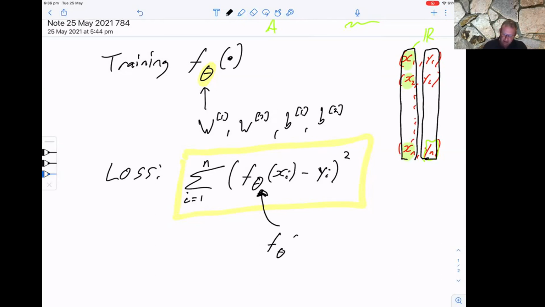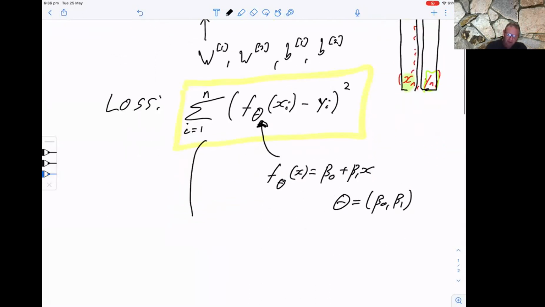f theta of x, for any x, is beta 0 plus beta 1 x. So your theta is just the tuple beta 0, beta 1. That's your parameter. Your parameters are just beta 0, beta 1. So of course, if we rewrite this objective, we get the sum from i equals 1 to n of (beta 0 plus beta 1 x_i minus y_i) squared.